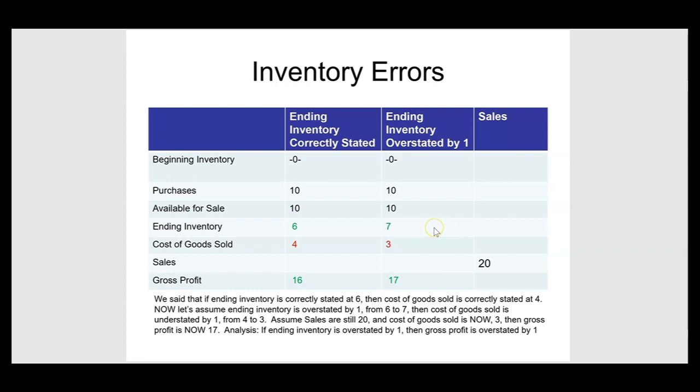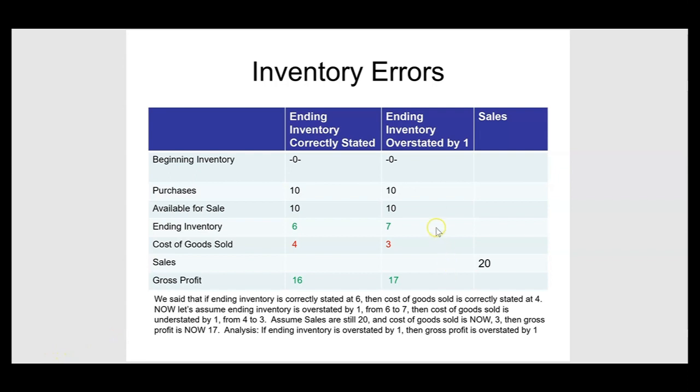We're going to take ending inventory and overstate it. Means it's an error. It's too high by $1. So ending inventory is going to be 7 instead of 6. As a result, cost of goods sold is $3 instead of $4. And as a result of that, assuming sales are still 20, gross profit is overstated by $1 at 17.